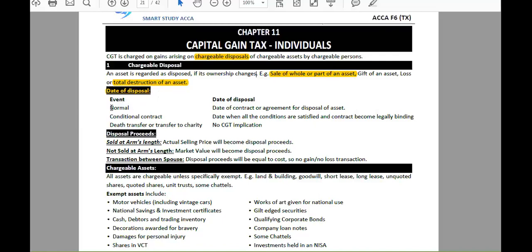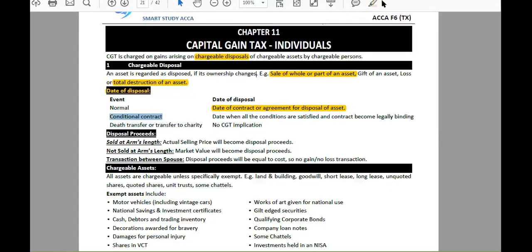Normally in the normal contracts, the date of contract or date of agreement is the date of disposal. For example, I'm going to sell a plant maybe. If I'm going to sell a plant and today's date is the date of agreement, all the terms and conditions are agreed on today's date. So today's date is the date of sale for the seller and the date of purchase for the purchaser. So in the simple contracts, date of contract or date of agreement is the date of disposal. But there are a few contracts which are called contingent contracts.